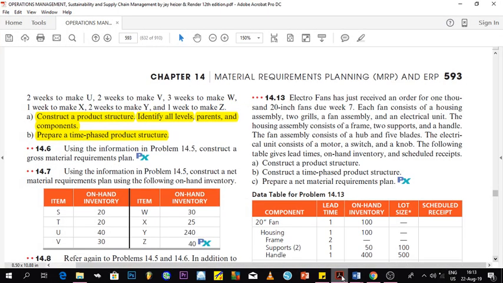This is all about this video. In our next video we will solve 14.6, which will ask us to construct a gross material requirement, and that will help us to draw a net requirement planning. So the next video will be made of the gross and the net requirement.